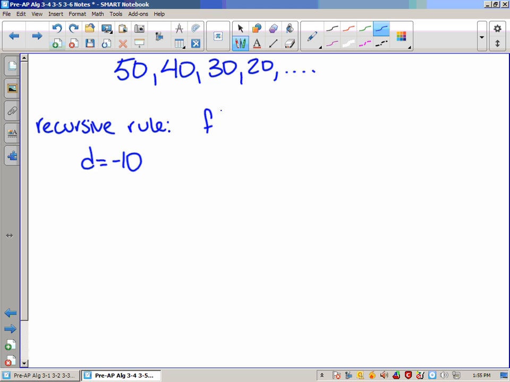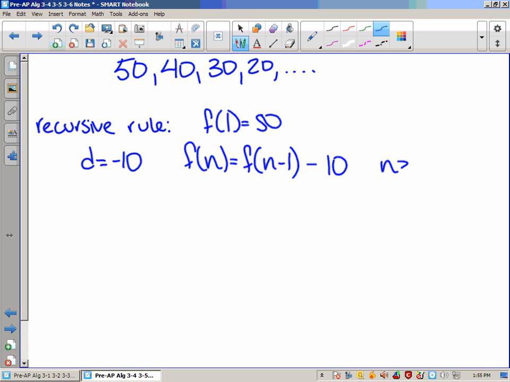And the first term of the sequence is 50. So to get my nth term, I would find the term right before it and then subtract 10, again, when n is greater than or equal to 2. So let's double check. If I want to find f of 4, f of 4 we know is 20. So when we check this, we should see if we've got it right.